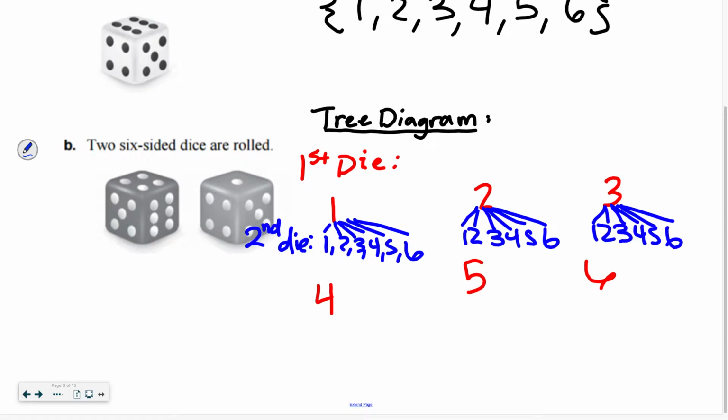How many outcomes are you going to get total? 36, because you're going to have 6 groups of 6, right? Which makes sense because by that fundamental counting principle I mentioned, take the number of ways you could roll die number 1, 6, times the number of ways you could roll die number 2, 6. There's always 36 outcomes. So rolling 2 dice always has 36 outcomes. If you like tree diagrams, you can use tree diagrams.